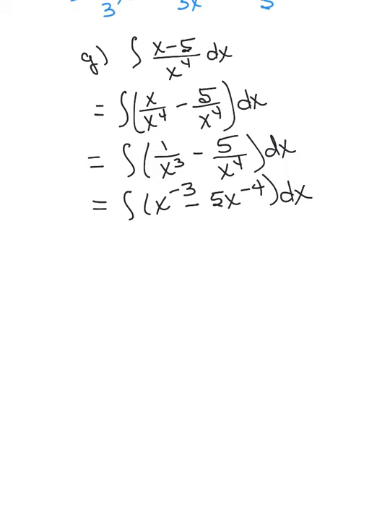Now we have 2 individual terms with powers of x. We can use our integration rules. So now, on the first term, we're going to add 1, which will put us at x to the negative 2, put it over that new power of negative 2. Minus, on the second term, keep the 5. Add 1, you're going to get x to the negative 3 over negative 3 plus c.